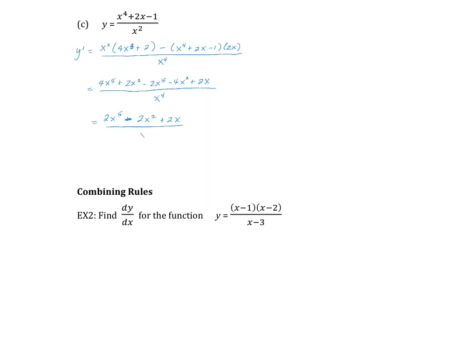So notice that I could factor a common x out and cancel x's to simplify this, or I could simply divide each term by x to the 4th and separate this. So it'd be 2x minus 2 over x squared plus 2 over x to the 3rd.